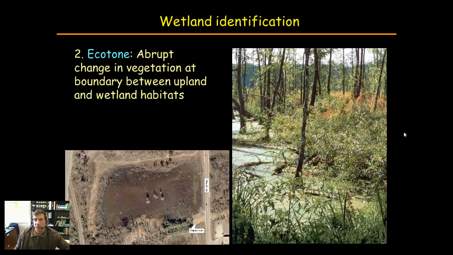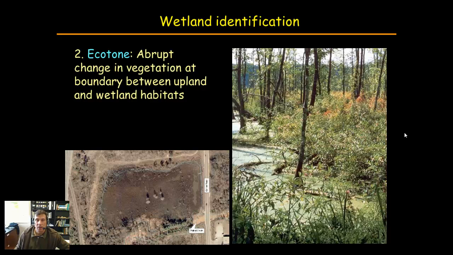A second defining term is the ecotone. That is basically a change in the structure and composition of an ecosystem. So in the picture on the right, you see a transitional zone from a wetland to the left to the upland terrestrial area to the right. That zone right in the middle is called the ecotone, and it tends to be a pretty abrupt change between the two different habitats.